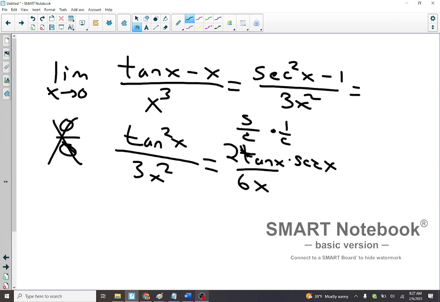Or we could just do a product rule. What did I do next on the homework? It's 2 tan x secant squared x over 6x, because the derivative of tan is secant squared. But that still causes me a problem. I feel like we just won't do this one.